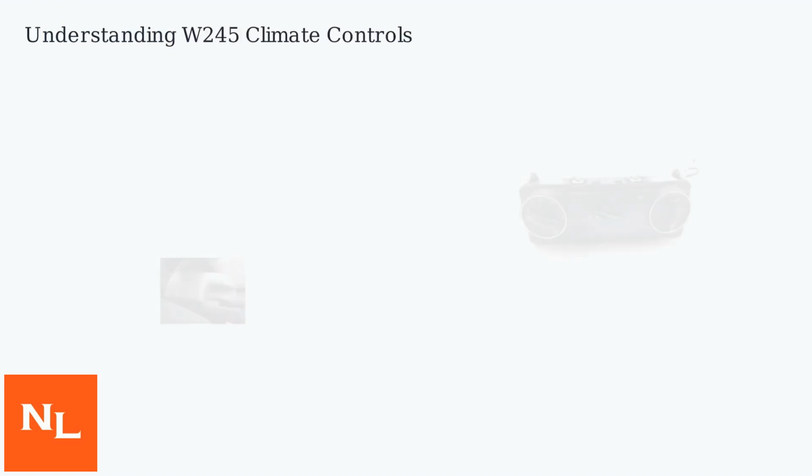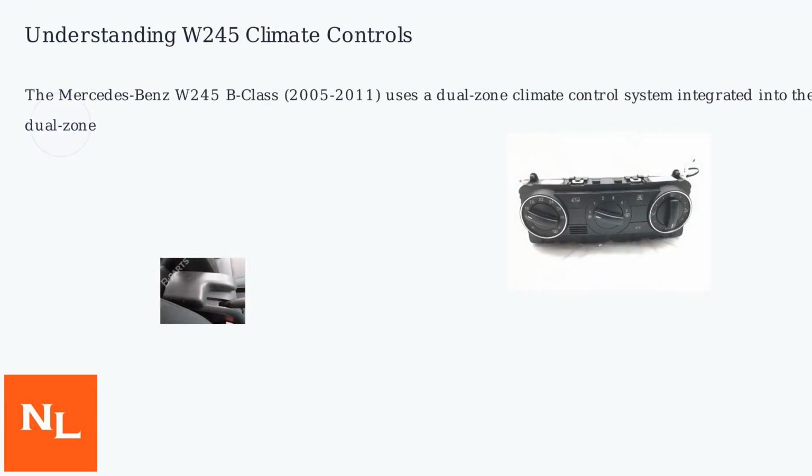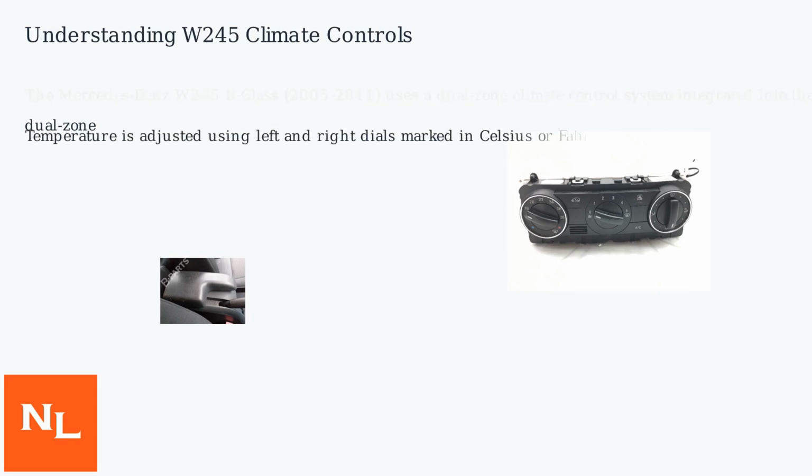The Mercedes-Benz W245 B-Class from 2005 to 2011 features a dual-zone climate control system built into the center console. This allows separate temperature control for the driver and passenger sides. Temperature settings are made using the left and right dials on the control panel, which are clearly marked in either Celsius or Fahrenheit for easy reading.